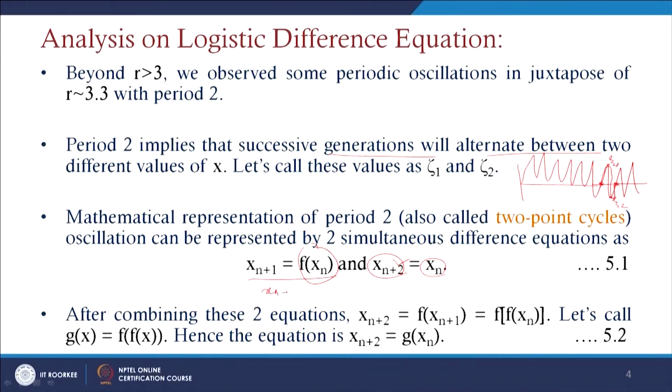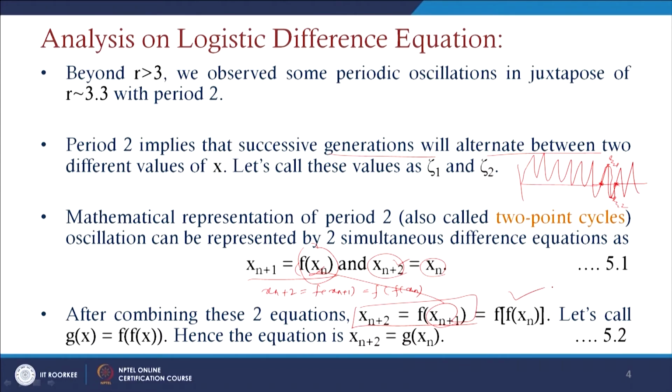So, x_{n+2} can be written as f of x_{n+1}, and since we know that x_{n+1} can be written as f of x_n, we can write f of f of x_n. That is why, in combined form, we have written x_{n+2} equals f of x_{n+1} from the first statement, and using the second statement, x_{n+1} is nothing but f of x_n. So, finally, we obtain this expression as f of f of x_n.